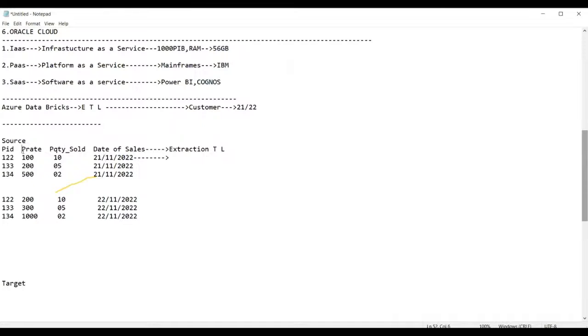So now, guys, I'm picking up these 3 columns. Picking up these 3 columns is the process of what? It is the process of extraction. Now the columns are picked up. Next comes transformation.